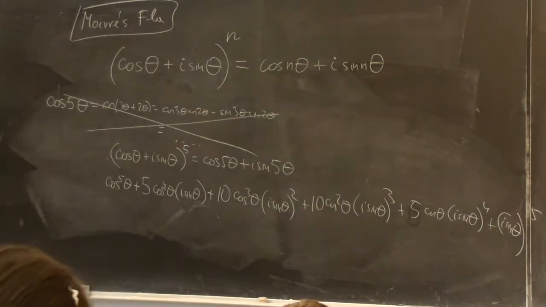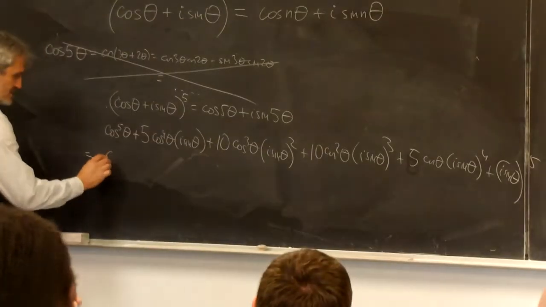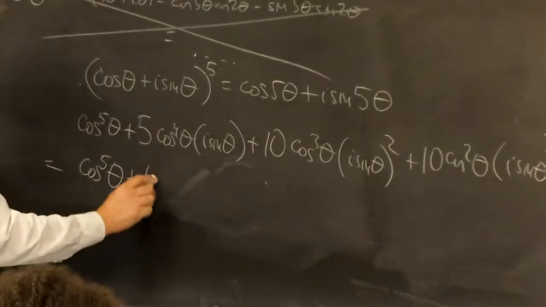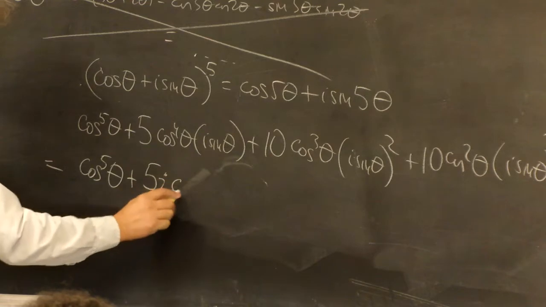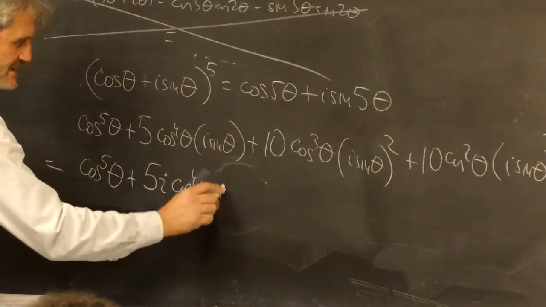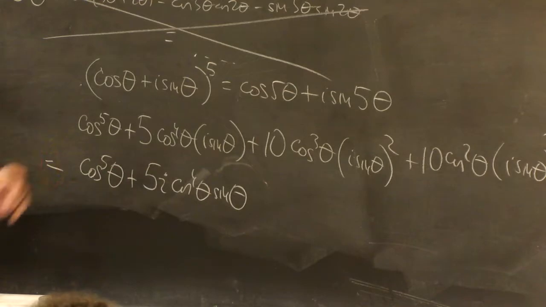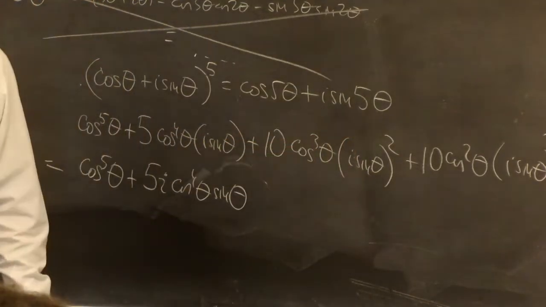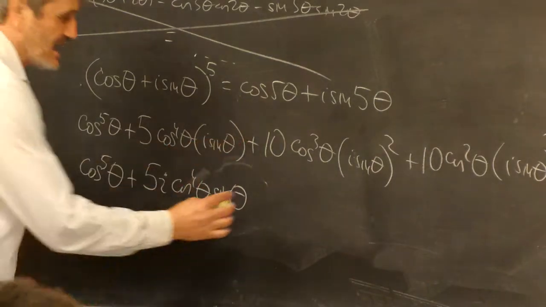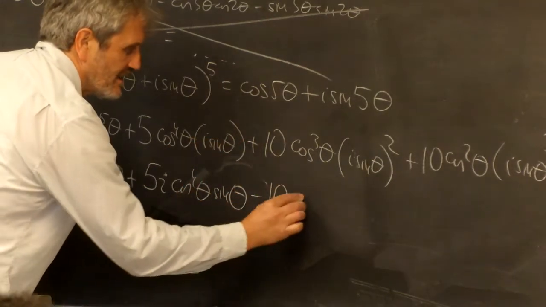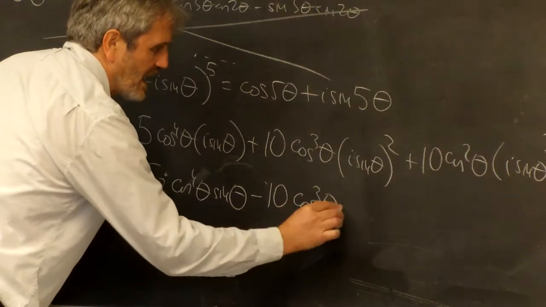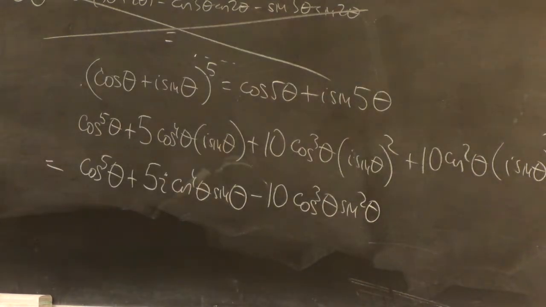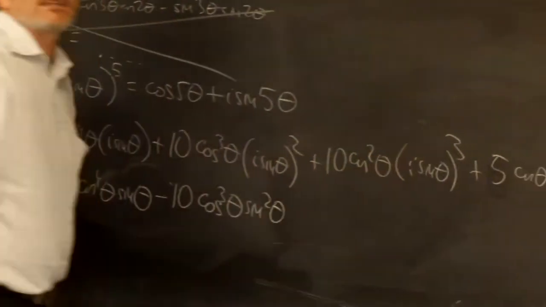Then what do I do? I just calculate a little more precisely. This is cosine to the fifth theta plus 5i cosine to the fourth theta sine theta. The algebra, I just pulled the i in front. Now comes something important. When I square, i squared is what? So I pull that negative here, I get minus 10 cosine cubed theta sine squared theta. i is gone because i squared is negative. So I first take care of i. i cubed is what?